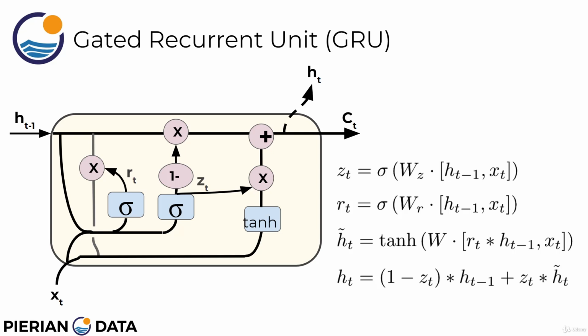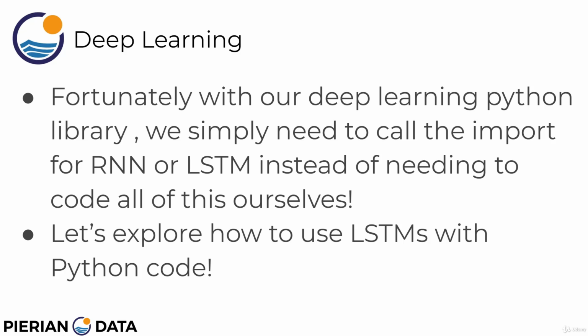So if you want, you can check out the links I have for this lecture to see an in-depth explanation over which variants are the best, how their differences actually matter, and when to use certain units. Okay. Now, fortunately, with our deep learning Python library, we simply just need to call the import for a recurrent neural network, or LSTM, instead of needing to code all of these calculations out ourselves. So finally, what we're going to do is go ahead and explore how to use LSTMs for deep learning with Python code. I'll see you at the next lecture.